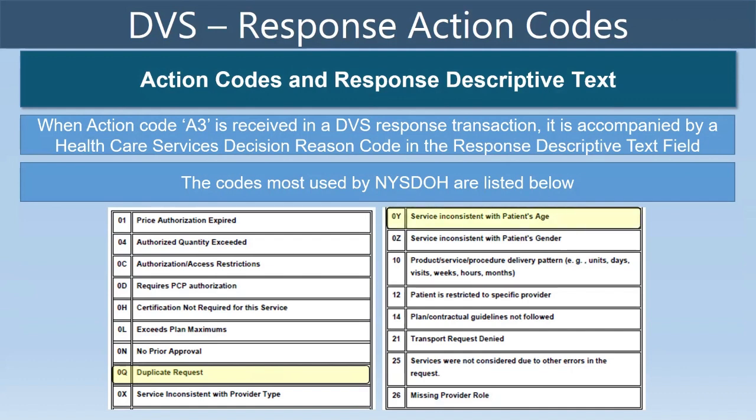0Y, service inconsistent with patient's age. The member's age is below the minimum allowable age or exceeds the maximum allowable age for the procedure code entered. 12, patient is restricted to specific provider. The ordering provider entered is not the provider the member is restricted to, or the field was left blank. 25, services were not considered due to other errors in the request. There are errors on the request. Submit a new DVS request.